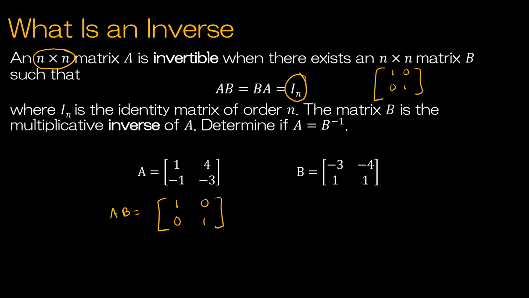Now let's go in reverse. BA. I should also get the identity matrix. So -3, -4. I get -3 plus 4, which is 1. I get -12 plus positive 12, which is 0. Take the next row, 1, 1. And I get 1 plus -1, which is 0. And 4 plus -3, which is 1. So we can see that whether we took A times B or B times A, I still get the identity matrix of, in this case, order 2.